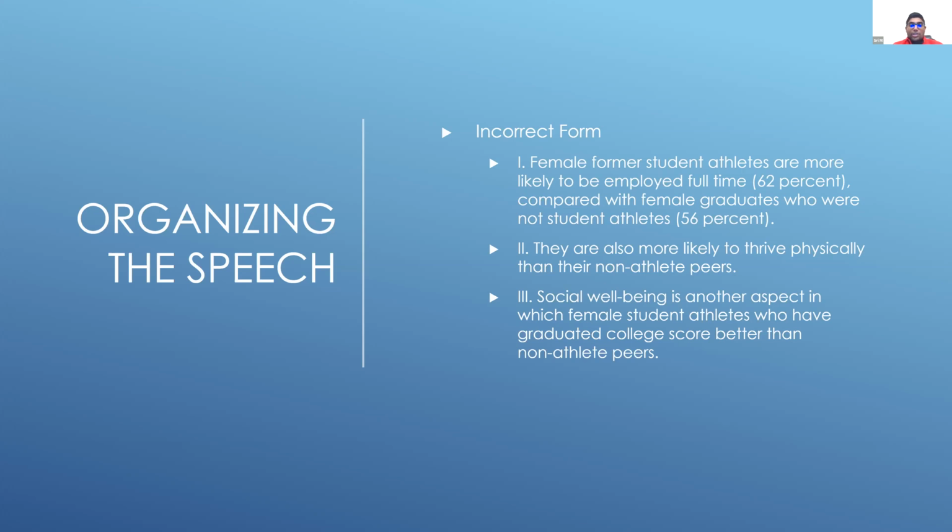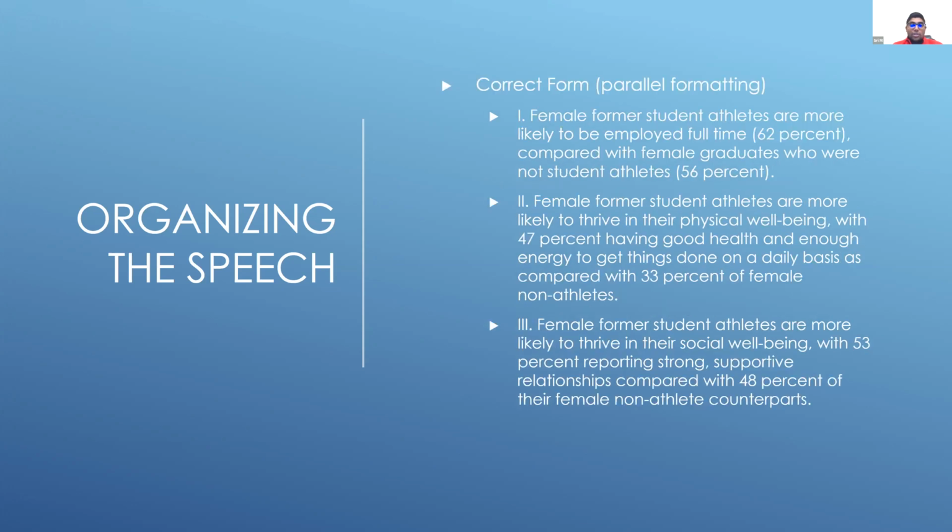The second main point reads, they're also more likely to thrive physically than their non-athlete peers. And the third point reads, social well-being is another aspect in which female student athletes who have graduated college score better than non-athlete peers. These sentences are in no way alike, and they do not follow this type of parallel formatting. Now I'll show you the correct form, which does follow this level of formatting.